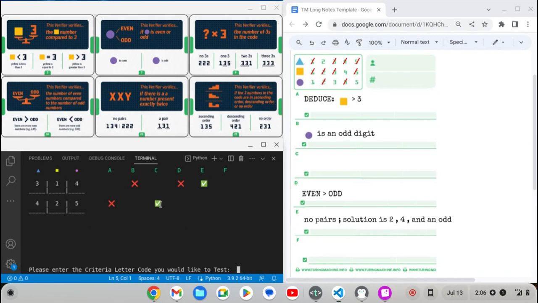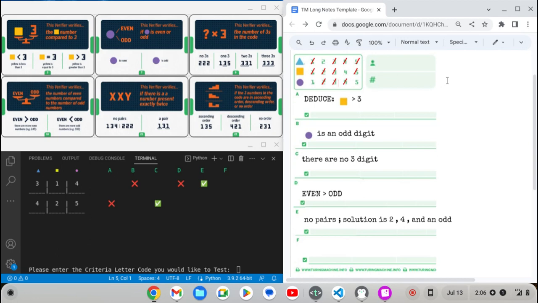Okay, so if you do notice, my proposal does not have a 3, and the Turing Machine approves of that. So that means that no, there are no 3s. So let me go ahead and type that up in section C. So there are no 3 digits. Okay, so let's then go ahead and cross out the 3.